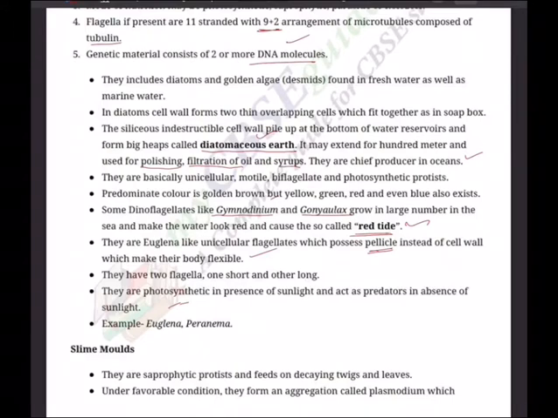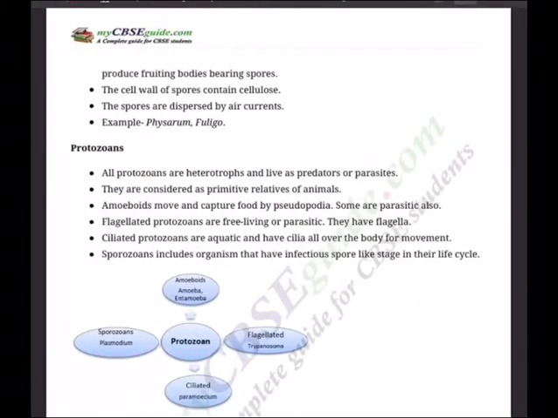Next we go to the slime molds. They are saprophytic protists, feeding on decaying twigs and leaves. Under favorable conditions, they form an aggregation called plasmodium, which produces fruiting bodies bearing spores. The cell wall of the spores contains cellulose. The spores are dispersed by air currents. Examples, Physarum and Fuligo. So for slime molds, I think what is important is the formation of spores.